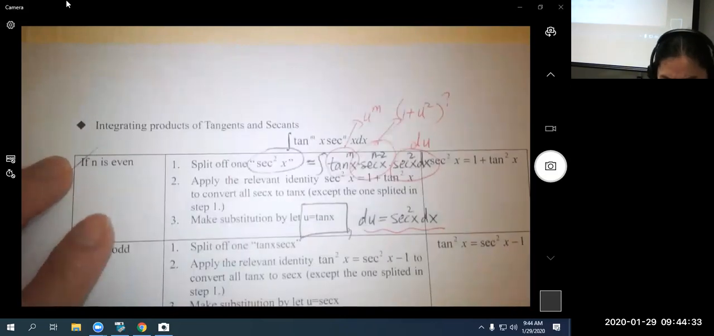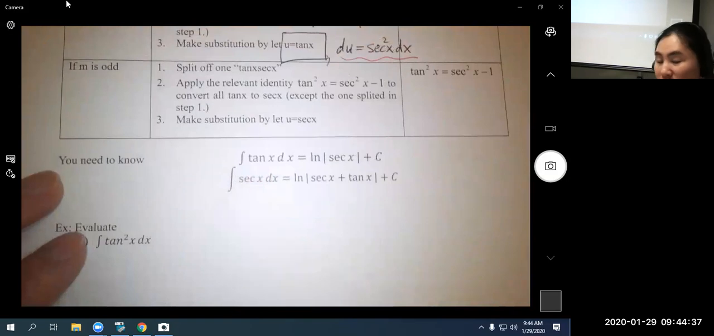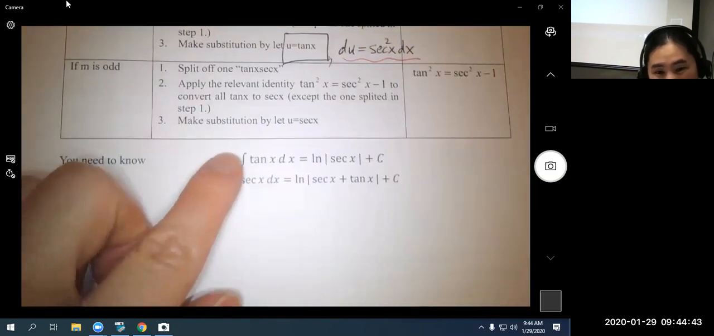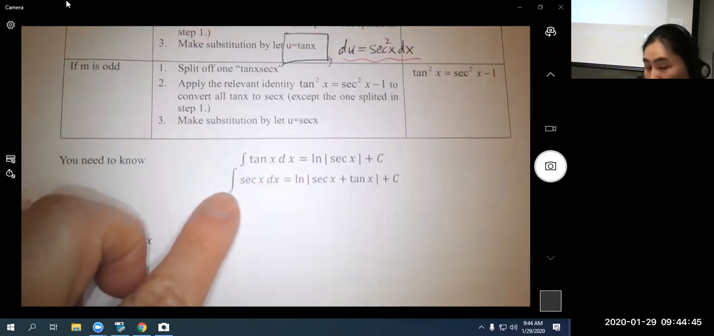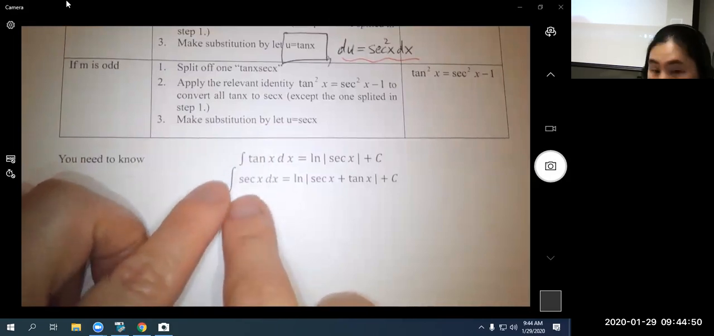All right, so except for those 4 integrals we just mentioned, such as the integral of secant x squared being tangent x, we also have to know the integral of these 2. You don't have to memorize these 2, but put them on your formula sheet, please.